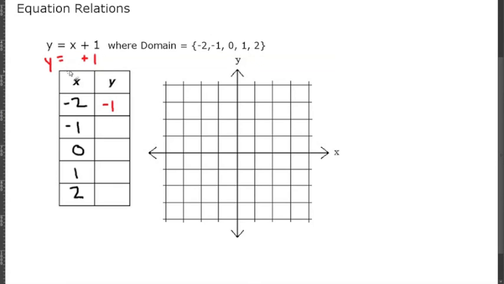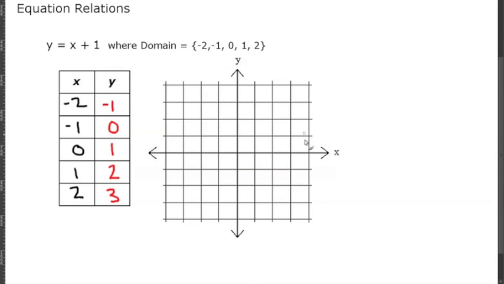If we were to plug in a -1, we would get that y equals -1 plus 1. So y is equal to 0. If we were to plug in a 0 for x, we would get that y equaled 1. If we were to plug in a 1 for x, we would get that y equaled 2. And if we were to plug in a 2 for x, we would get that y equaled 3.